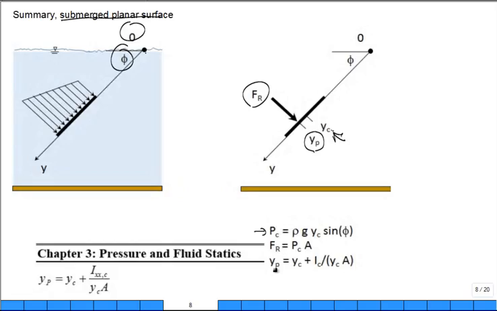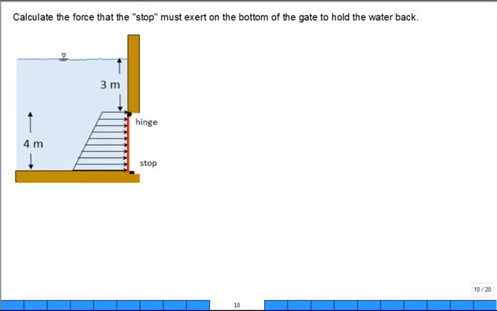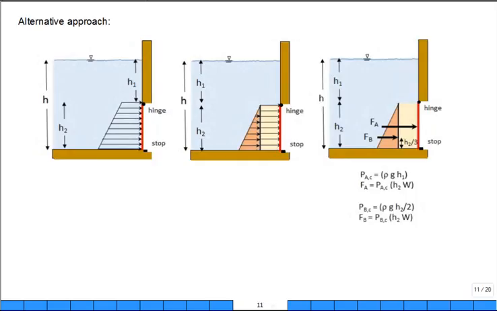The location is given by the location of the centroid plus I sub C, which is the moment of inertia through the centroidal axis, divided by y sub C times A. This is the equation that's in your equation sheet, so that's why it's in there. Okay. Now, let's do this. I'm going to skip this for a minute and come back to it.